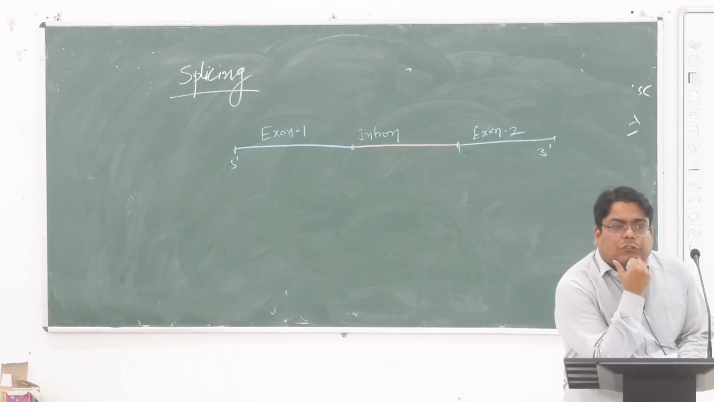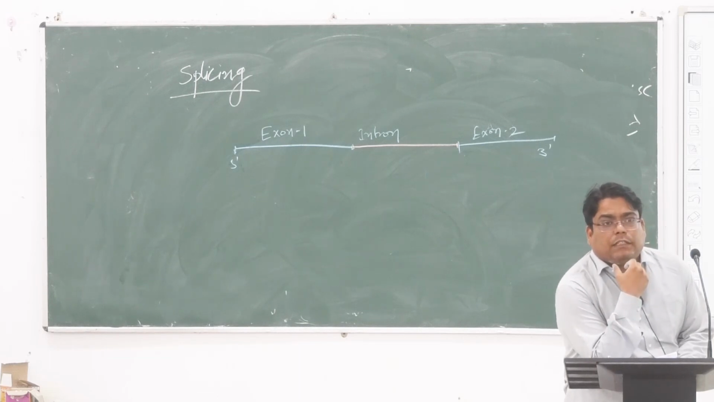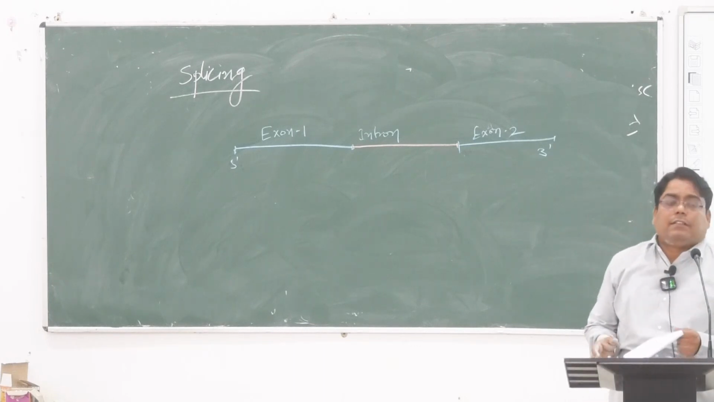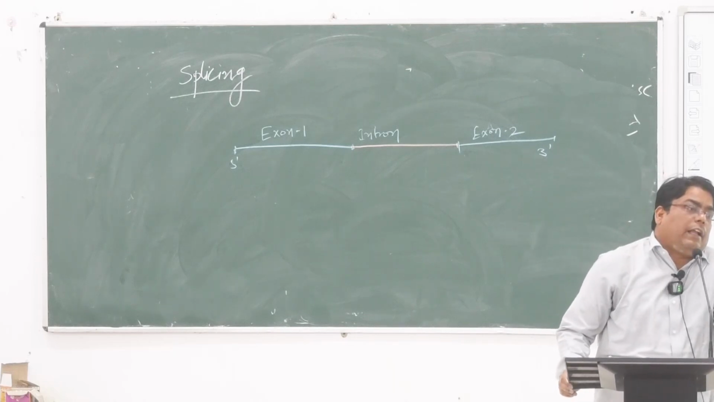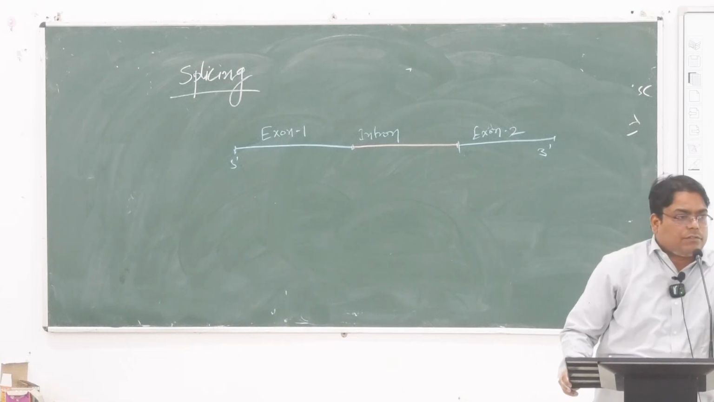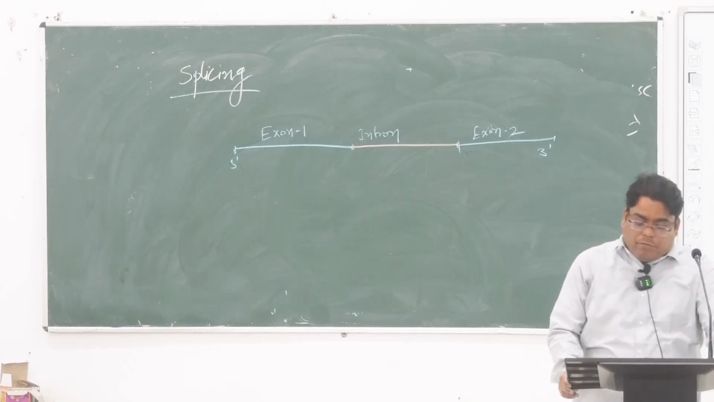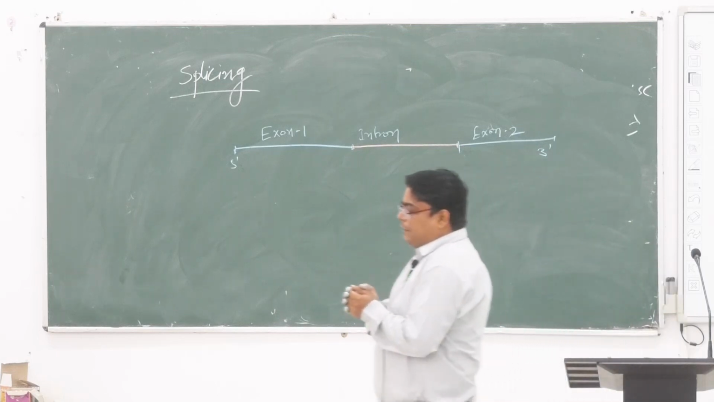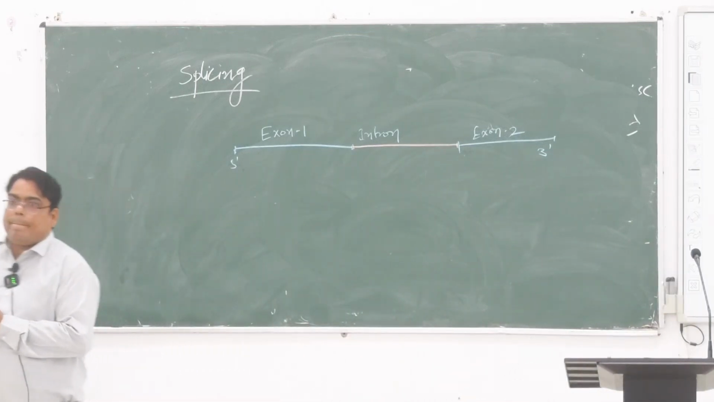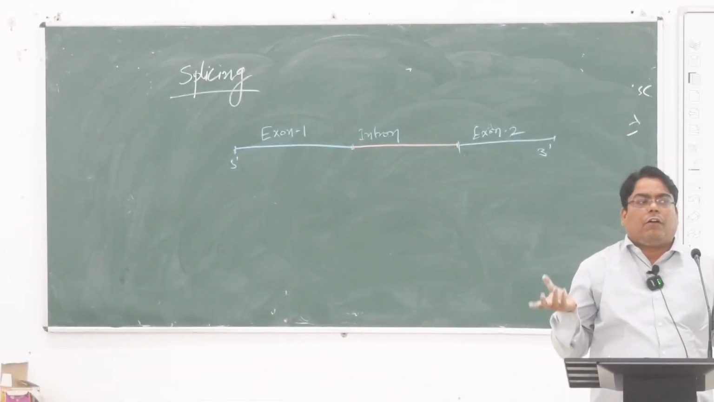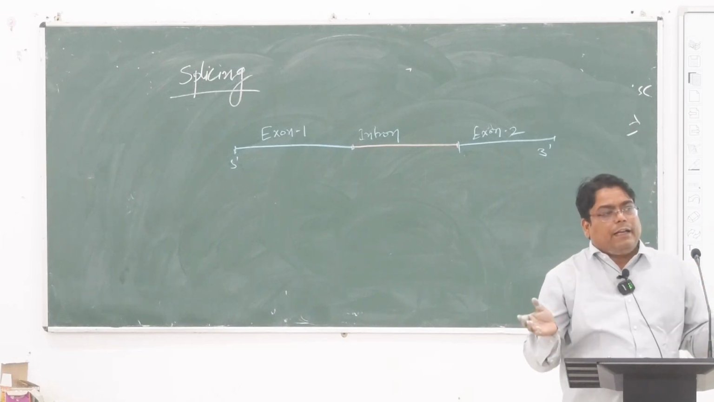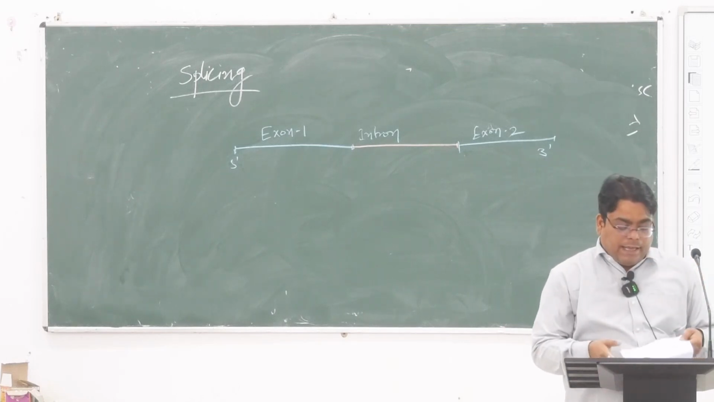Introns means intervening sequences that are non-coding, the code which is not synthesized. Intervening sequences are called introns. Non-coding regions are called introns. Coding regions are called exons. So, removal of introns and joining of two exons is known as splicing.